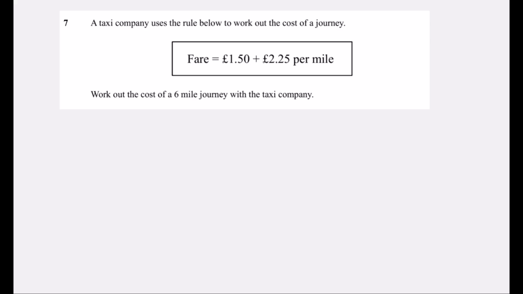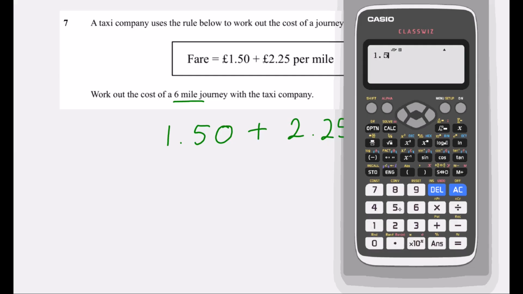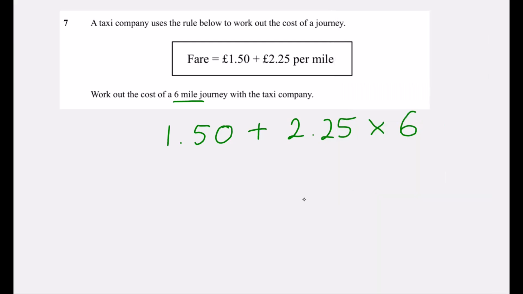Question 7. A taxi company uses the rule below to work out the cost of a journey. So the fare is £1.50 plus £2.25 per mile. Work out the cost of a 6-mile journey. So it's £1.50 plus £2.25 times 6. And we can just type that into the calculator and we'll find the cost, which is £15.